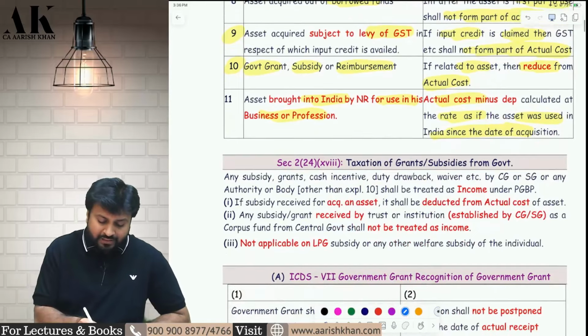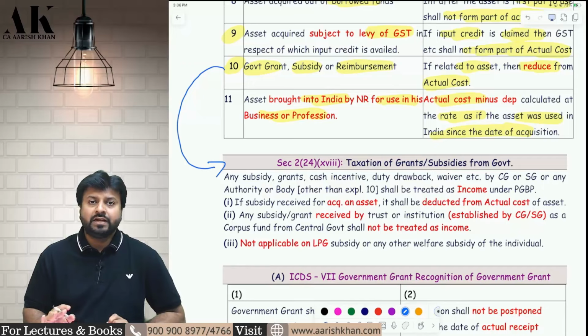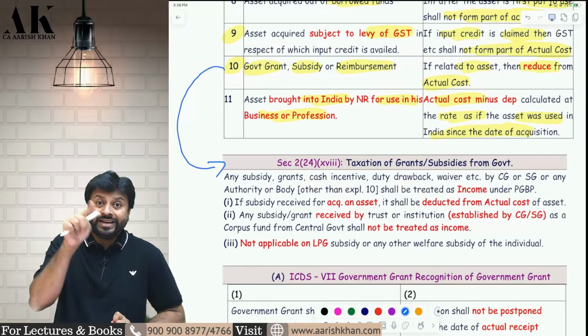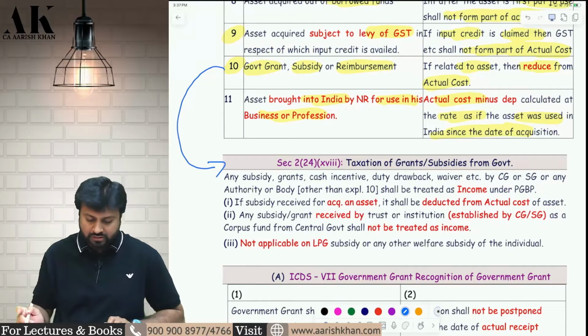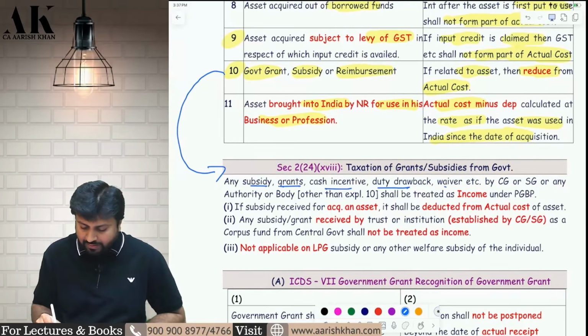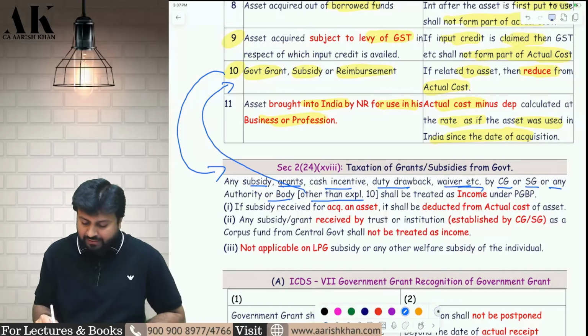Now, the next point is related to Explanation 10. What does Explanation 10 say? Explanation 10 says that if there is a subsidy, grant or reimbursement with respect to an asset, then you have to reduce it from the cost of the asset. What about other subsidy, grant and reimbursement? If there is a subsidy, grant, cash incentive, duty drawback or waiver by the central government, state government, or any body or authority, other than Explanation 10, then it will be directly an income.